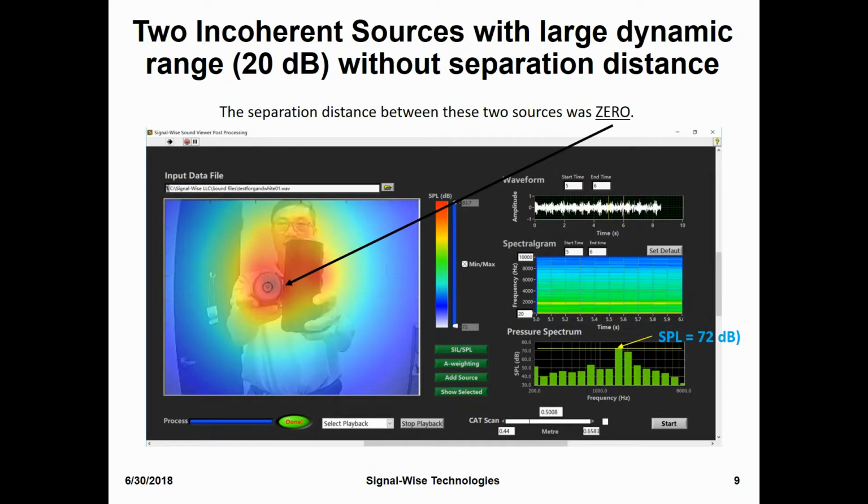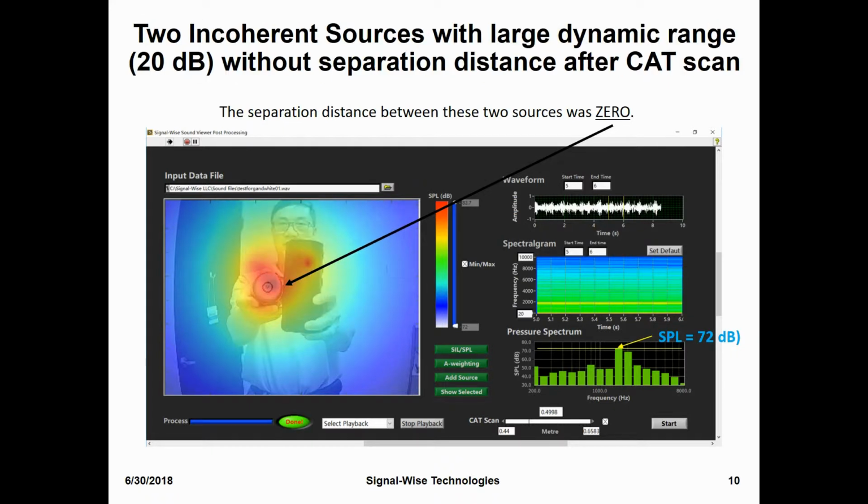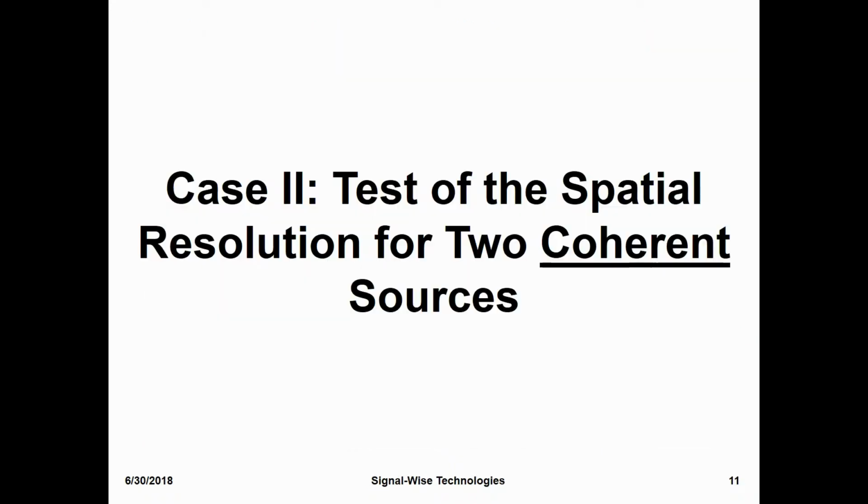Now we put these two incoherent sources with very large dynamic ranges, more than 20 dB, right next to each other. In other words, the separation distance between these two sources was essentially zero. And results show that SoundViewer can still easily separate the two. These are the results after using CAT scan, and the resolution of these two sources can be further enhanced.